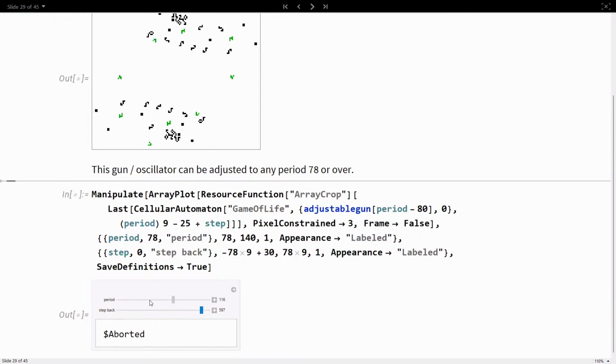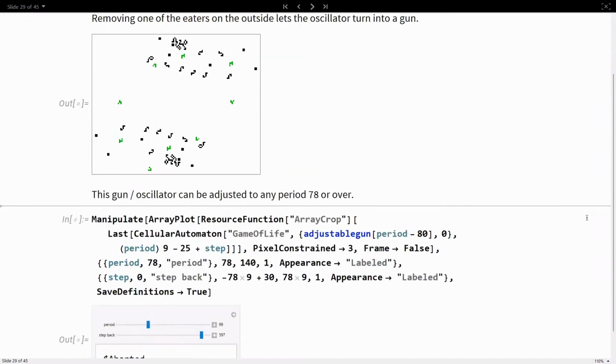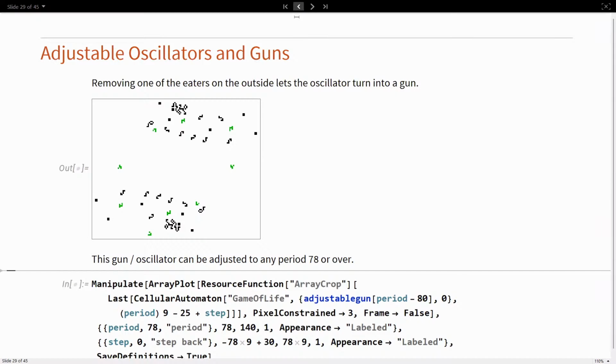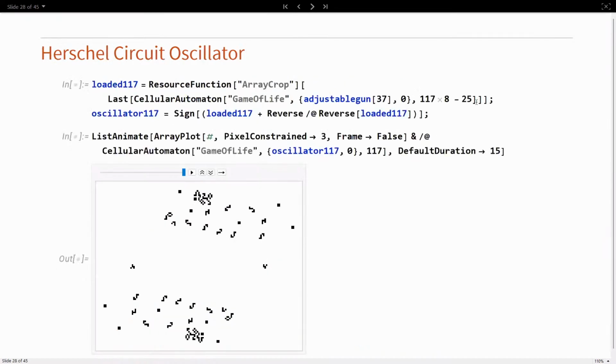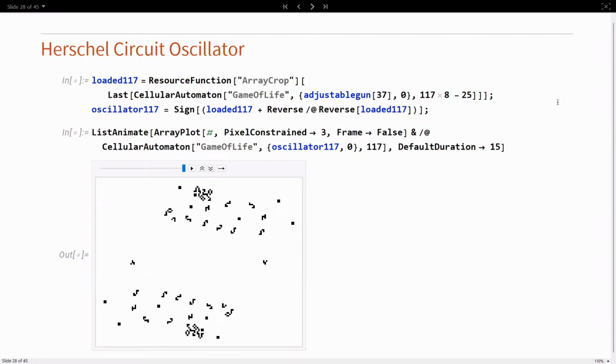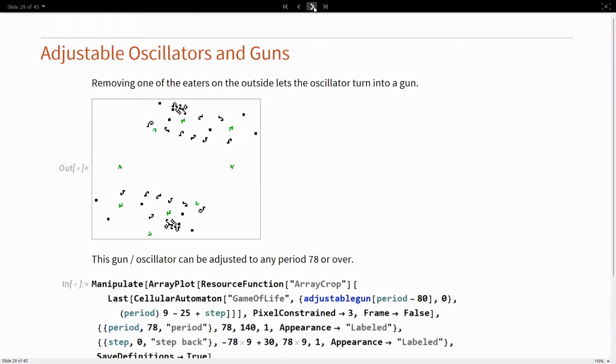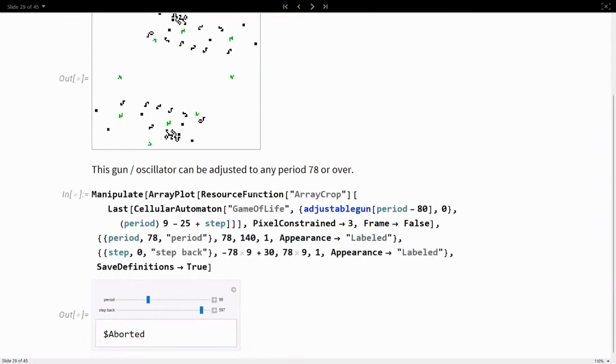Oops, it didn't work. Let's try that again. And it doesn't want to run now. Let me see if I can find the code for this. Well, it looks like I have a failure there, but this is an adjustable oscillator or an adjustable glider gun, and I'll have a set of code for this in a demonstration sometime in the near future.